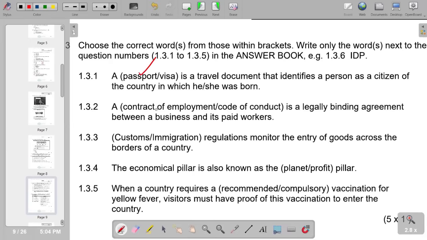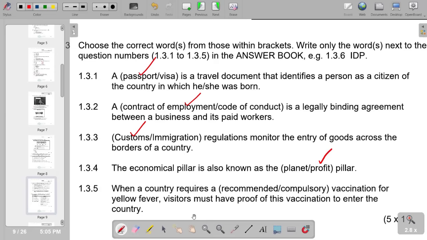Then 1.3.2, a contract of employment or a code of conduct is a legally binding agreement between a business and its paid workers. So you see that the correct one is contract of employment. Then customs or immigration regulations monitor the entry of goods across the borders of a country. Customs is the correct response. And then we go to 1.3.4. The economic pillar is also known as the dash pillar. It is the profit pillar.